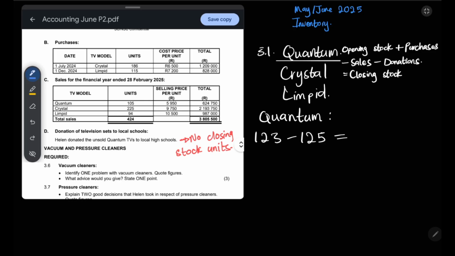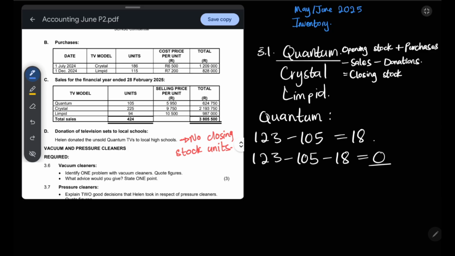123 minus 125. It should be 105 instead of 123. So 123 minus 105 should give you 18 units. So Helen donated these 18 units. Okay, so we have to say 123 minus 105 minus 18, which is 0. Verify with a calculator. So we have 0 units.